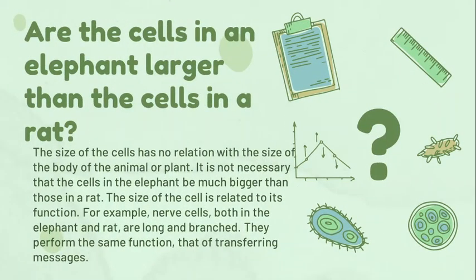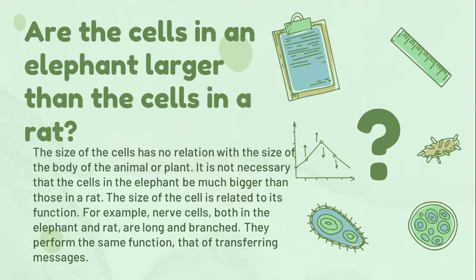the size of cells has no relation with the size of the body of an animal or a plant. It is not necessary that the cells in an elephant be much bigger than those in a rat. The size of a cell is related to its function. For example, nerve cells, both in elephant and rat, are long and branched. They perform the same function, that of transferring messages.